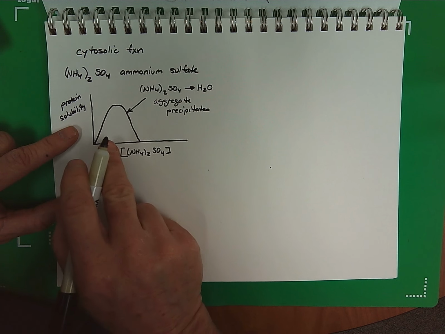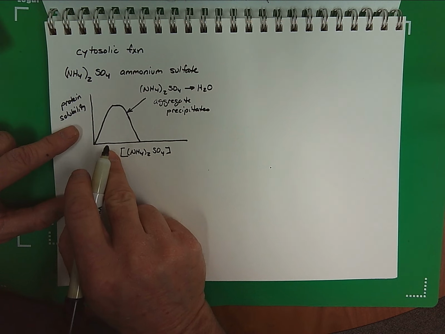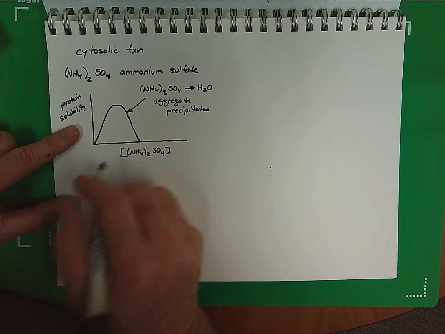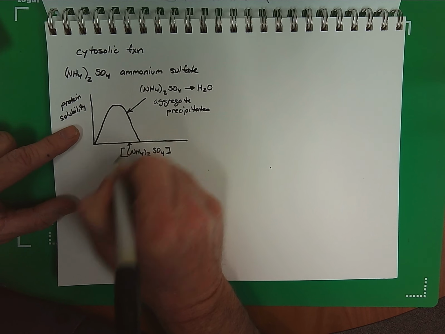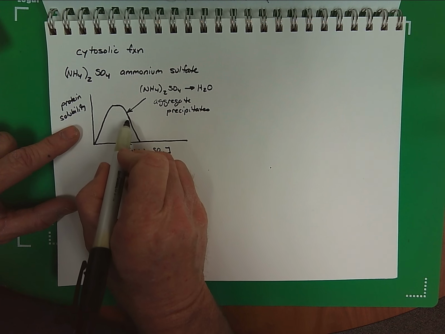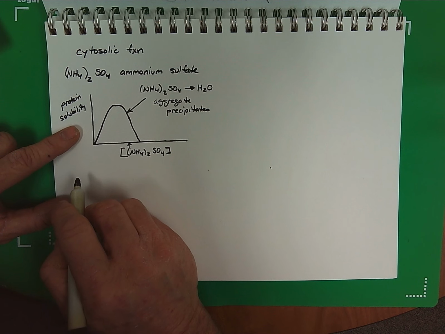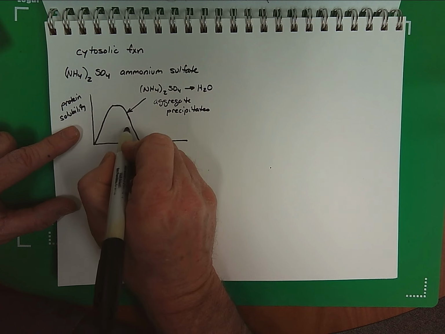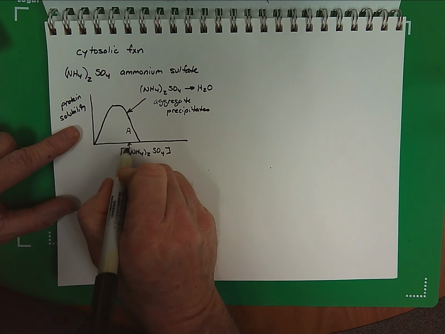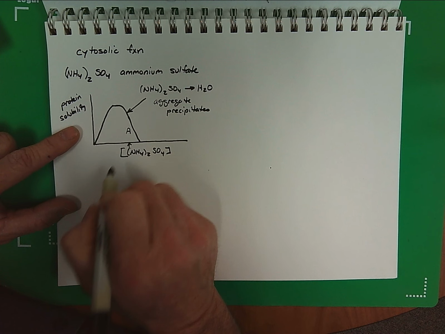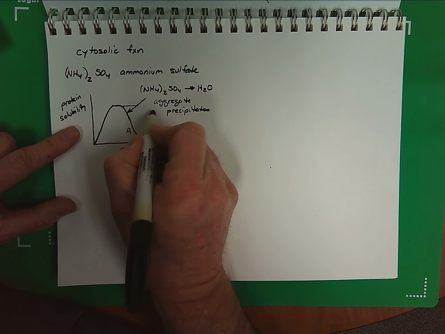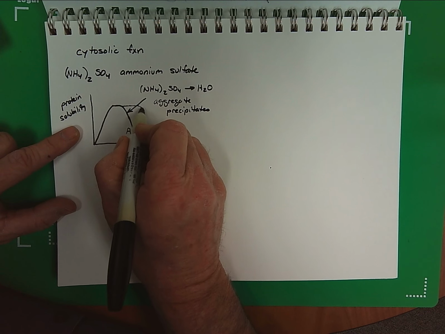Now proteins have characteristic solubilities in ammonium sulfate solutions. So as we achieve this concentration of ammonium sulfate, for example, we will have this protein precipitate out. This may be protein A. Protein A is insoluble at this concentration of ammonium sulfate. As we increase our concentration of ammonium sulfate, we see that there are still proteins that are soluble.